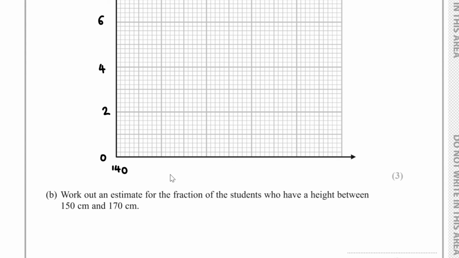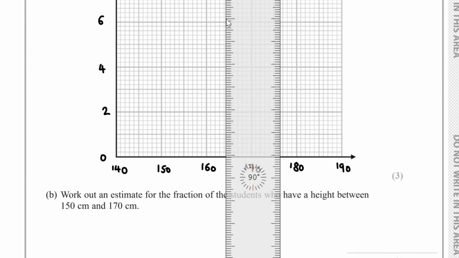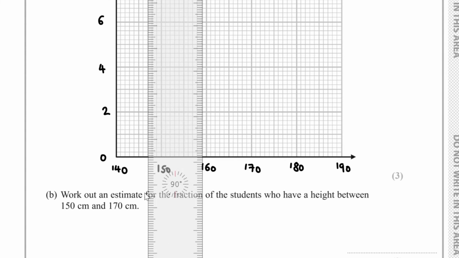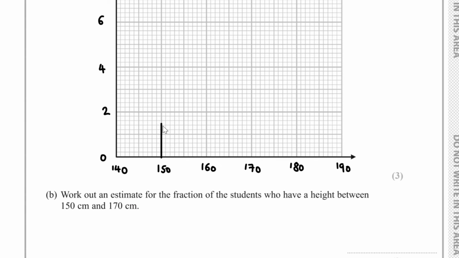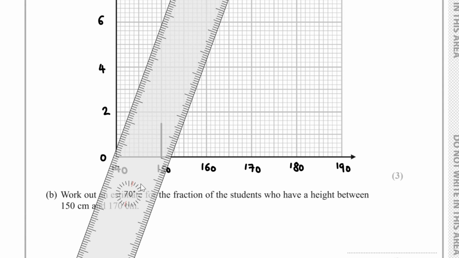140, 150, 160, 170, 180 and 190. So first one we've got is class width of 10, frequency density, we found that to be 1.5. So we've got 1.5, which is over here. So we'll leave that alone for a second. Actually, let's just add in the horizontal line.